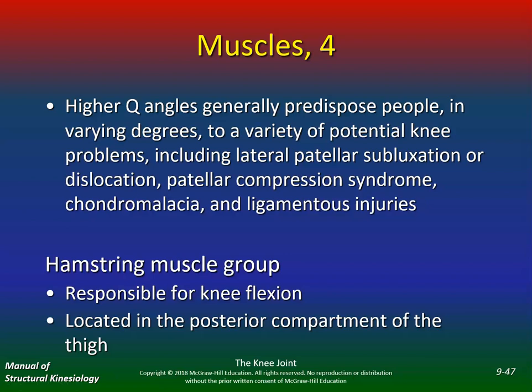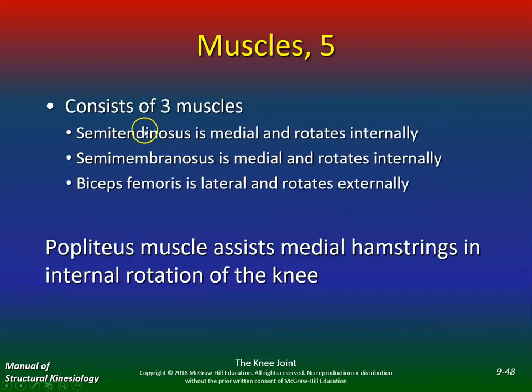So the hamstring muscle groups are responsible for knee flexion and located in the posterior compartment, and strong hamstrings will decrease the injuries associated with higher Q angles. So ladies, working on your hamstrings and glutes is very important, more so for females than males. The hamstrings consist of 3 muscles: semitendinosus, semimembranosus, and biceps femoris.